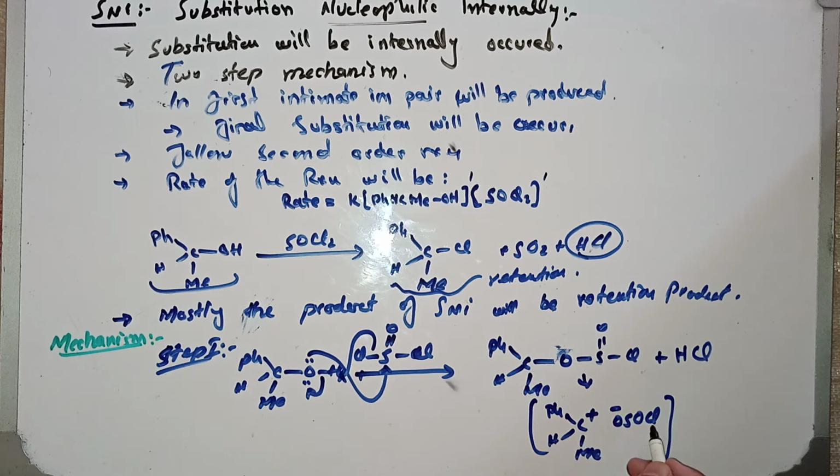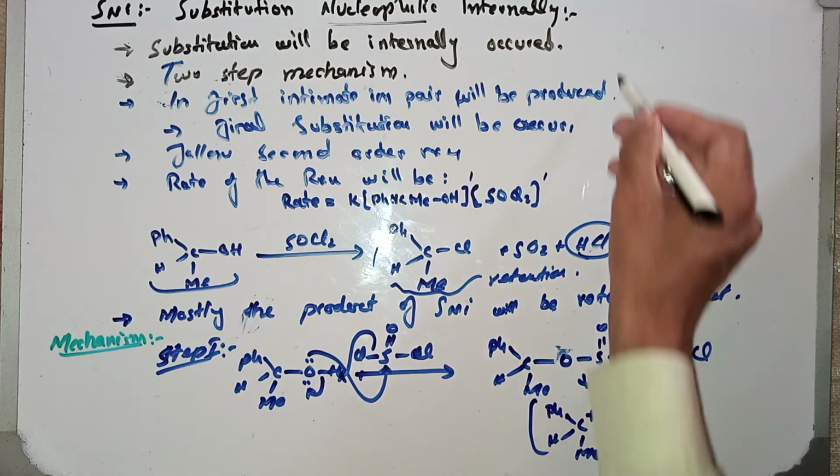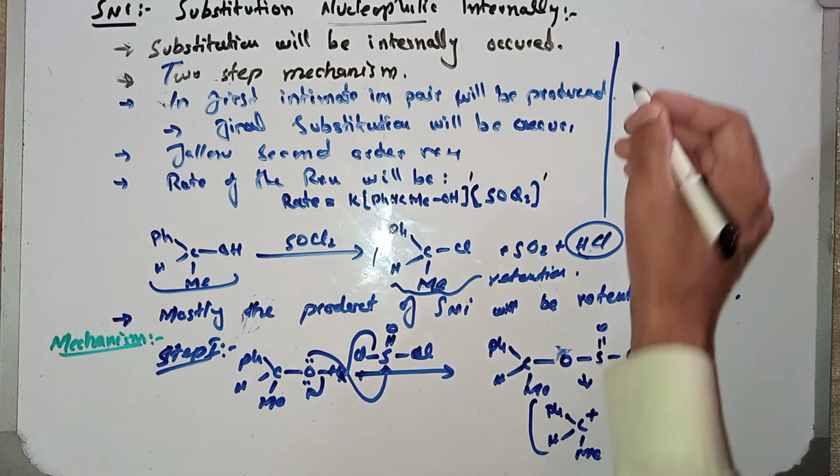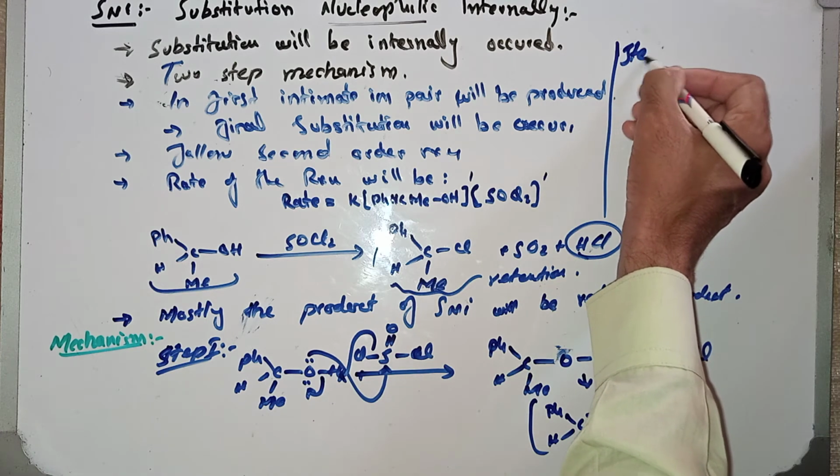Here the chlorine will shift toward this carbon. After that, the oxygen that is bonded with this carbon will shift toward this, so it produces SO2, and as well as it produces the final product. How will it be generated? The second step will be like that.